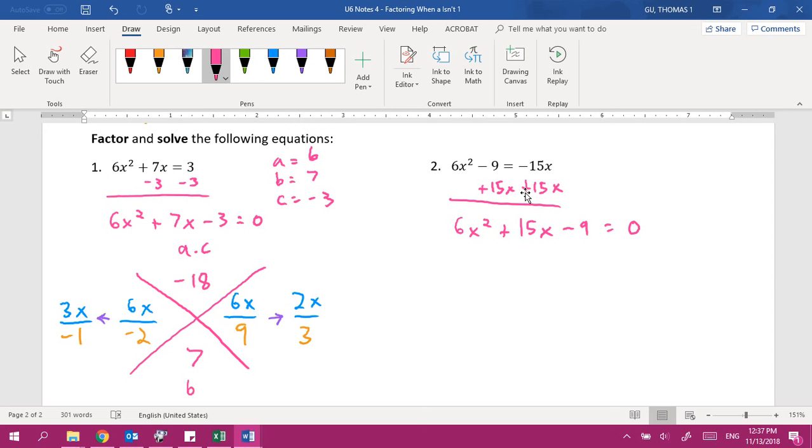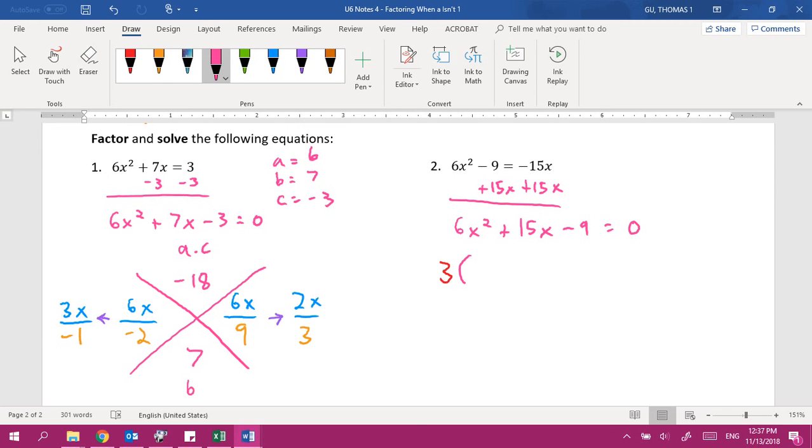Okay, so now what's my next step that I should check for? To see if there's a greatest common factor, right. So is there a greatest common factor? Yes. What is it? 3. 3, that's right. So I pull the 3 out. Oh, why did I write 5? Okay. Pull the 3 out. And what's left then when I divide everything by 3?